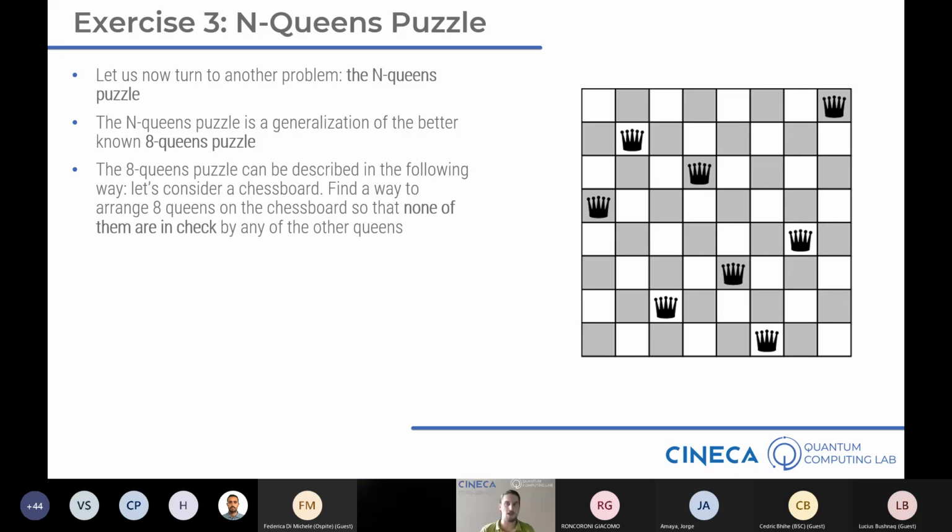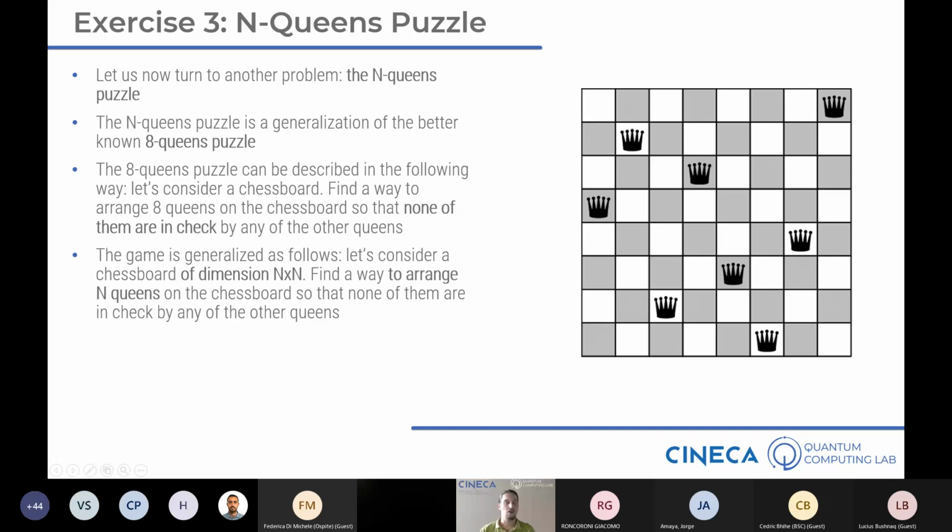Okay, so the game is to put these queens here in order that you cannot eat another queen. So if you look at this picture, none of them are in the same diagonal or in the same column or in the same row. The game is generalized by considering a chessboard of dimension n times n. So the n-queens puzzle is to put n queens on a chessboard that is of dimension n times n. Okay? Perfect.